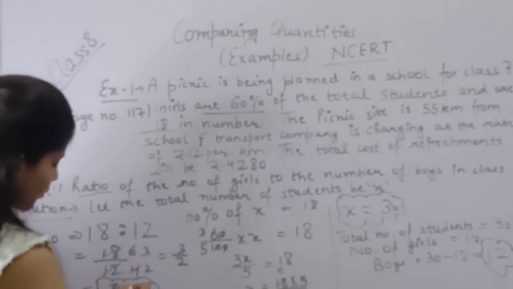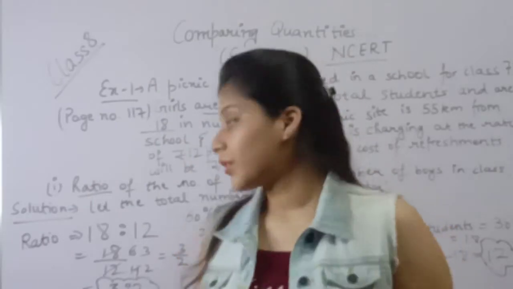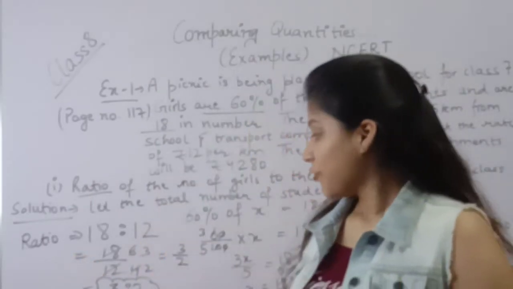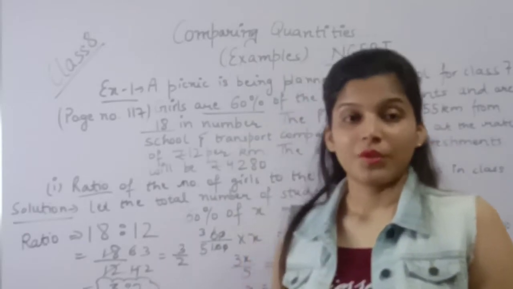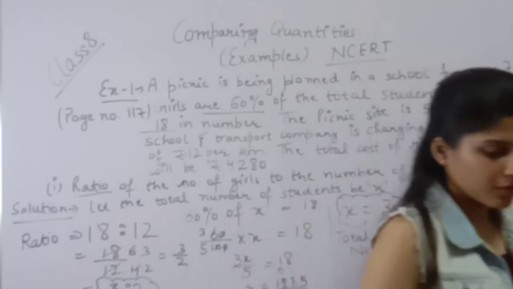So 3:2 हमारी रेशो आई. 3/2 means 3:2. So the ratio of the number of girls to the number of boys is 3:2. Okay, so this was part number 1 of example 1.